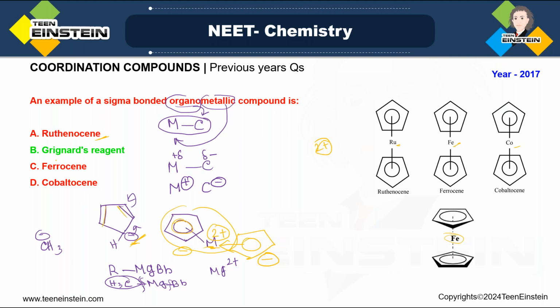Though single choice answers are always there, I suggest always reading the question carefully, because in that case maybe 3 options are given where all of them are sigma bonded and only one, ruthenocene or ferrocene, is mentioned. So these are the different ways the question may be designed, but the concept is the same.